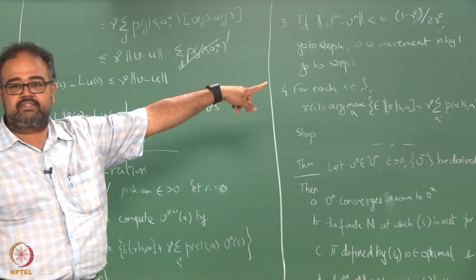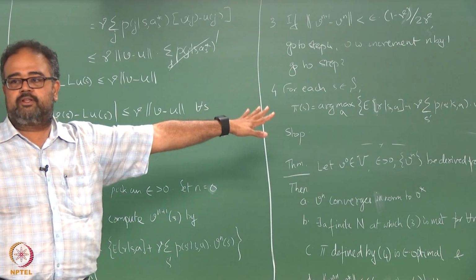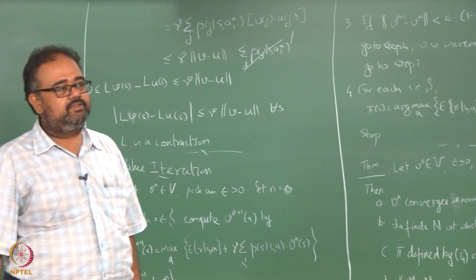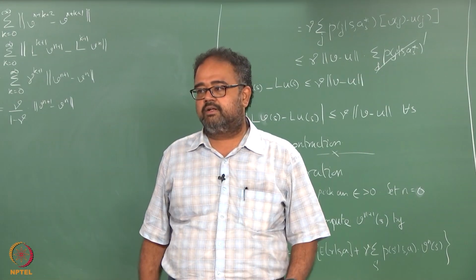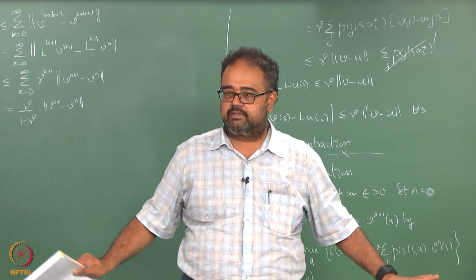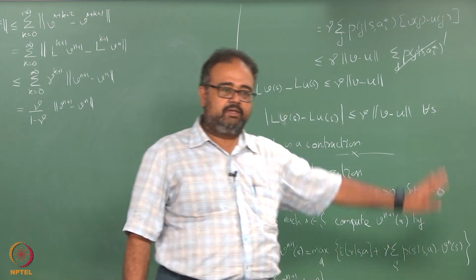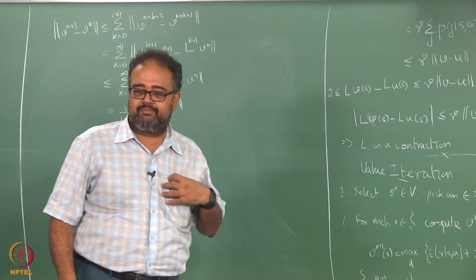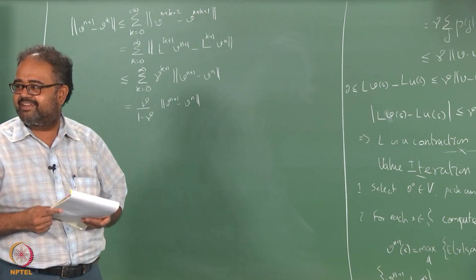So v pi minus v star is less than or equal to epsilon by 2 plus epsilon by 2, which is epsilon. V pi minus v star is less than or equal to epsilon. Okay. To complete the proof we actually have to do that, but I am asking you to do that.